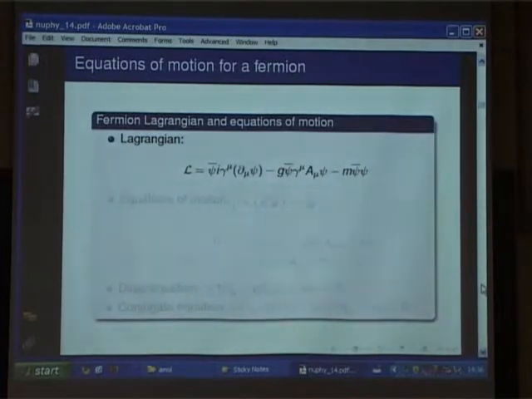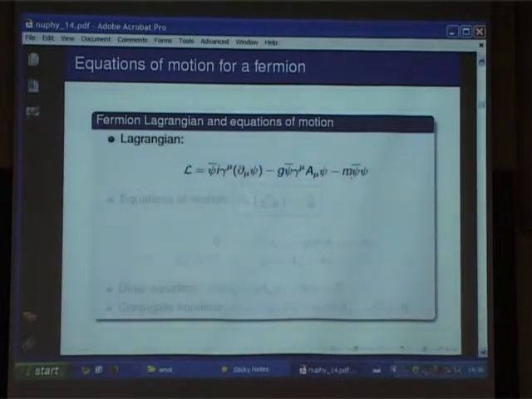So once you look at a fermion, we will know what the Lagrangian of a fermion looks like. It looks like this: psi bar i gamma^mu del_mu psi, minus g psi bar gamma^mu A_mu psi, and then minus m psi bar psi. So these three terms we are familiar with.